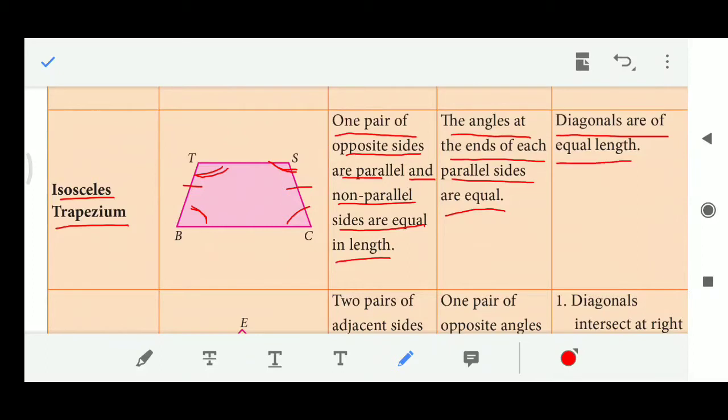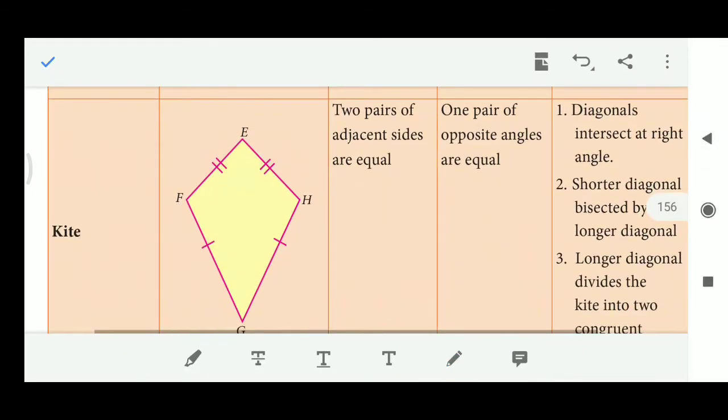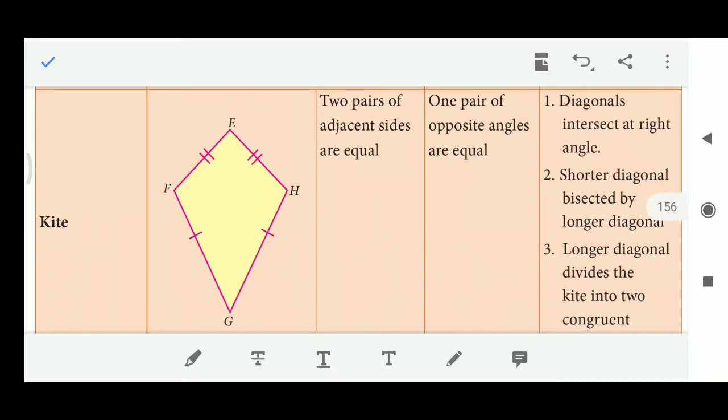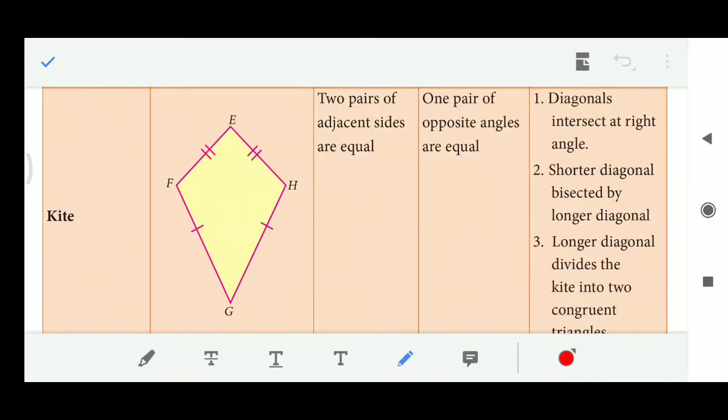The next quadrilateral is kite. Here two pairs of adjacent sides are equal. That means the shorter sides are equal and the longer sides are equal, and one pair of opposite angles are equal. That means angle E is equal to G, F equal to H. Then diagonals intersect at right angles. Like the rhombus, kite also has diagonals that intersect at right angles. The shorter diagonal is bisected by the longer diagonal.